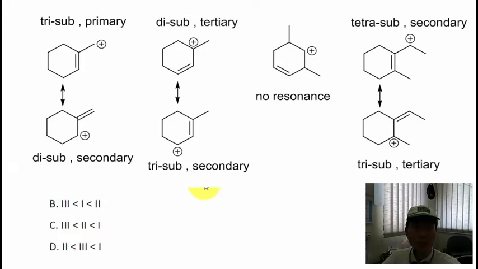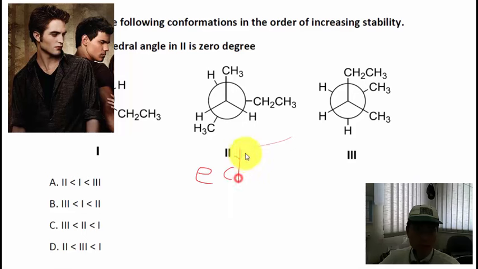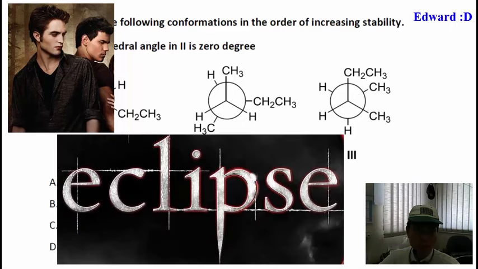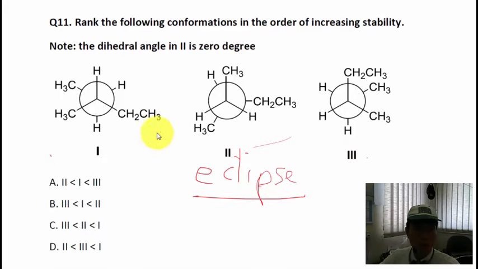Always compare like this. For 11, rank the following conformations in order of increasing stability. Note, the dihedral angle in number 2 is 0 degrees. So I'm trying to say that, right? For 2, this is actually eclipsed. So this is eclipsed. 1 and 3 are what? Staggered. So we know that eclipsed is the most unstable. Unstable means the highest energy. So for increasing stability, number 2 must be the least stable.